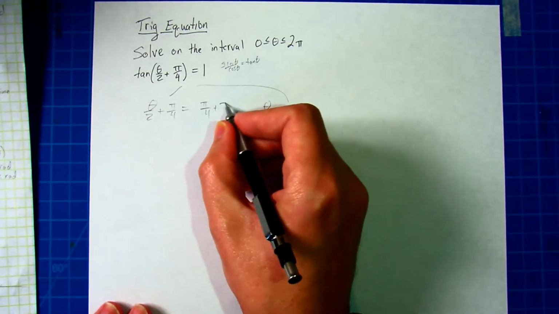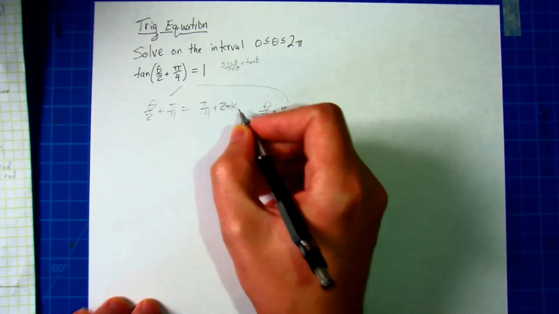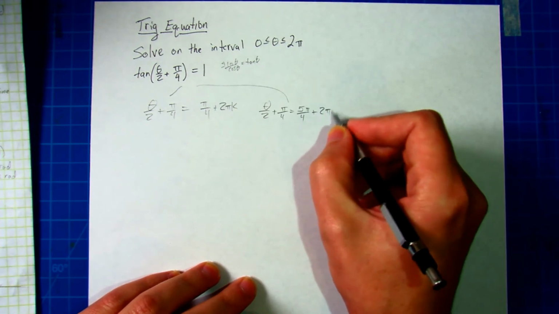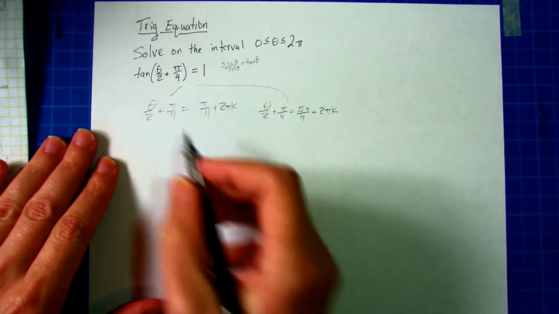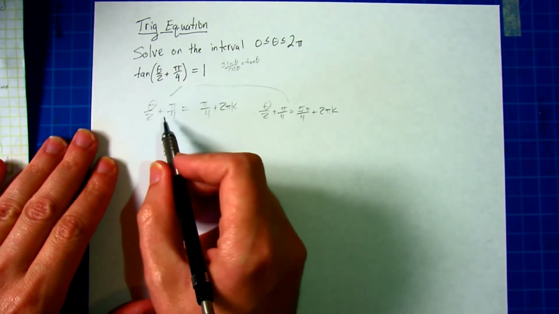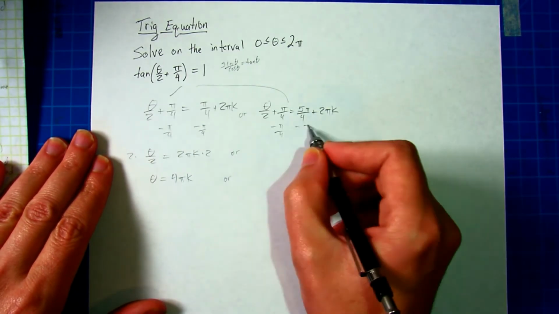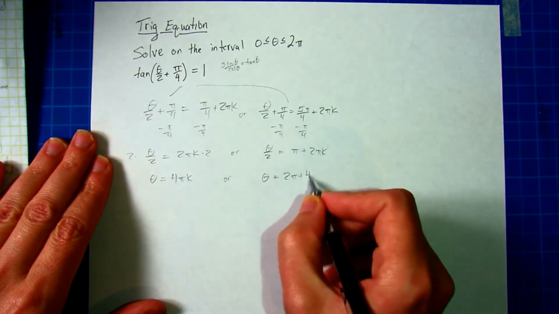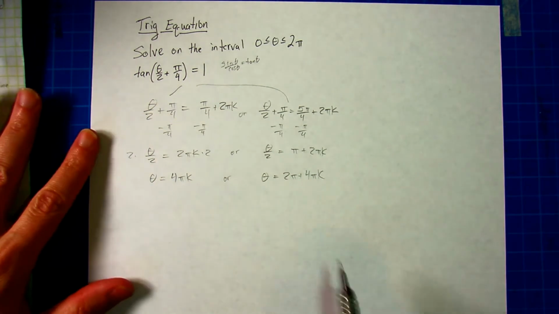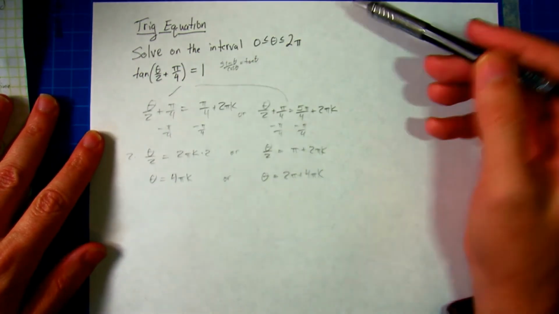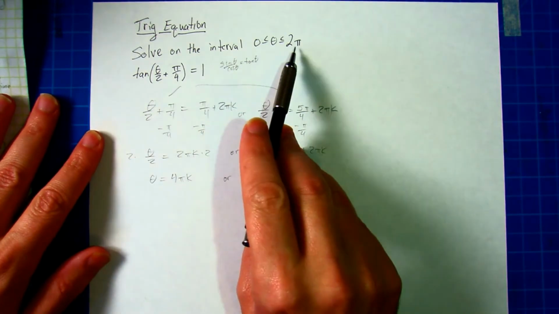So this is plus 2 pi k, or n, or whatever letter you're using for the integer. This also is plus 2 pi k. Now from here, you can do the algebra to solve for theta. At this point, you are almost done. This would be the general solution, but this question did not ask me for the general solution. It asked me to solve in the interval 0 to 2 pi.